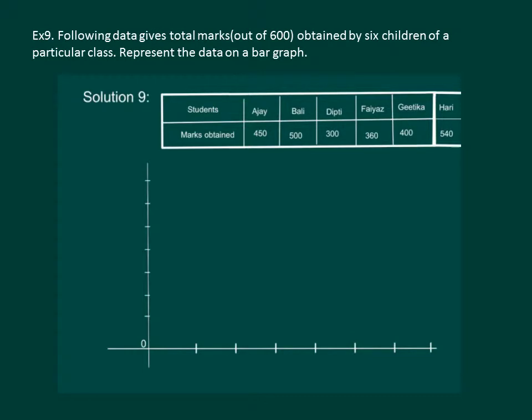To draw the bar graph, first thing we need to do is to choose the scale. In the data we can see that the highest mark scored is 540 and the lowest is 300. So it is clear that it will be difficult to draw the graph if we choose 1 unit equal to 10 marks. So let us choose 1 unit equal to 100 marks.